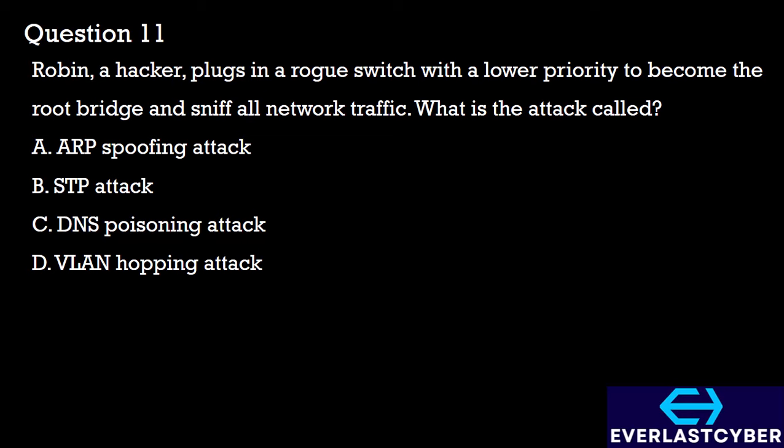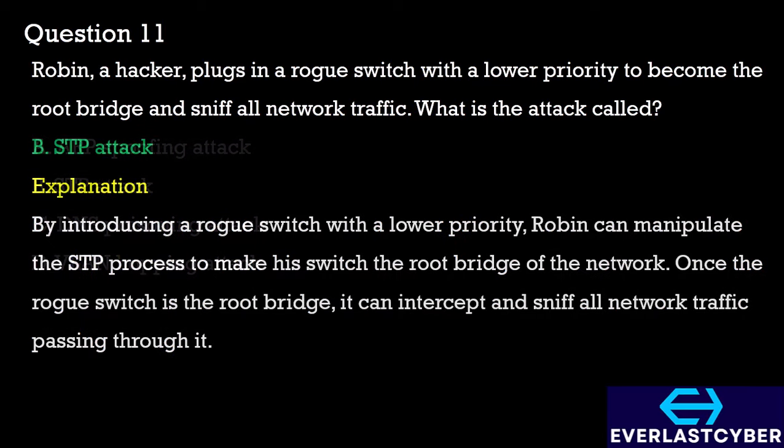DNS poisoning involves manipulating the DNS cache of a network or server to redirect traffic to malicious websites, but it doesn't apply to the scenario we have. While VLAN hopping involves sending traffic between different VLANs in a way that the network does not intend, this does not involve manipulating the root bridge through STP. So our answer here is option B, the STP attack.